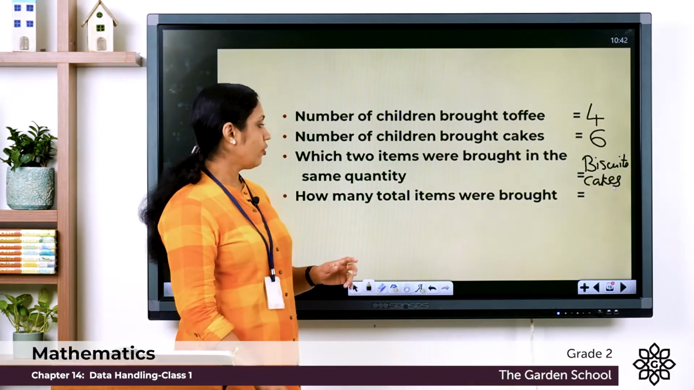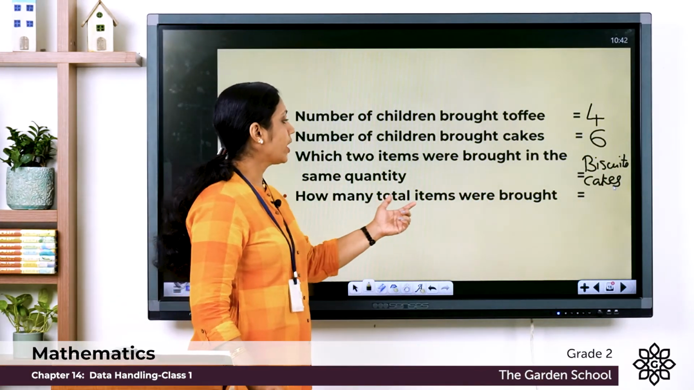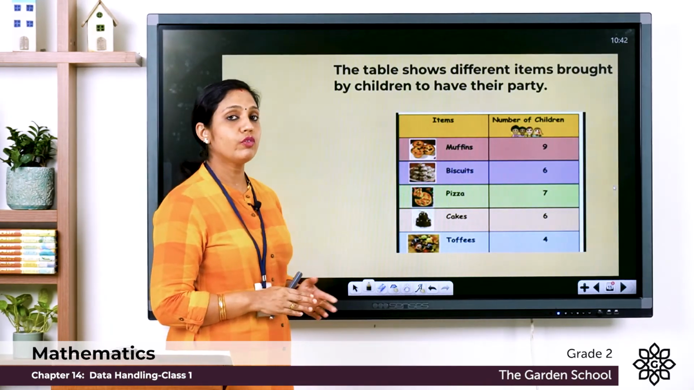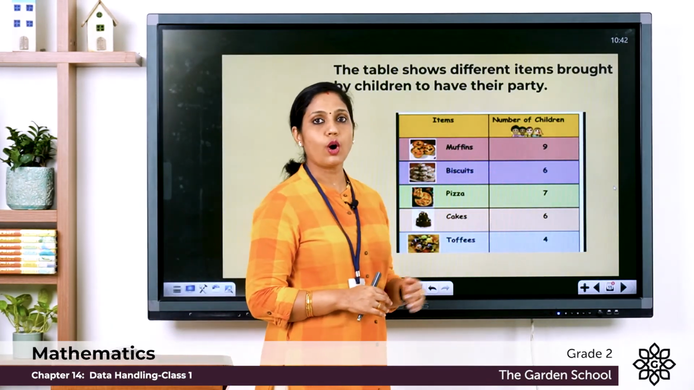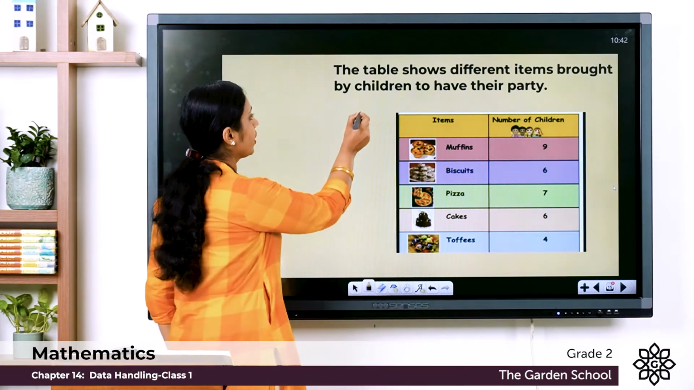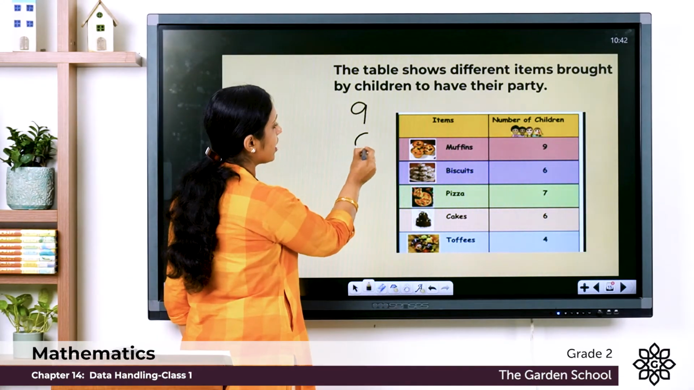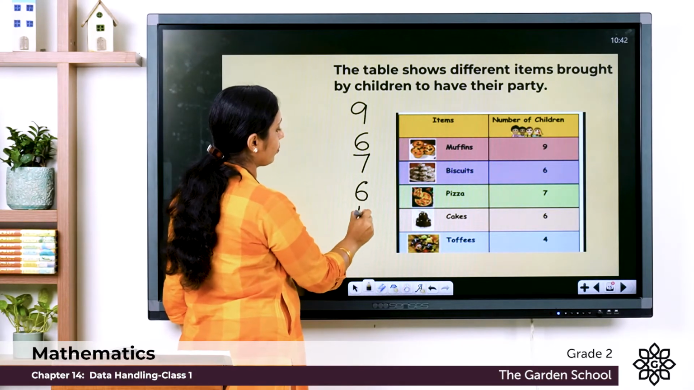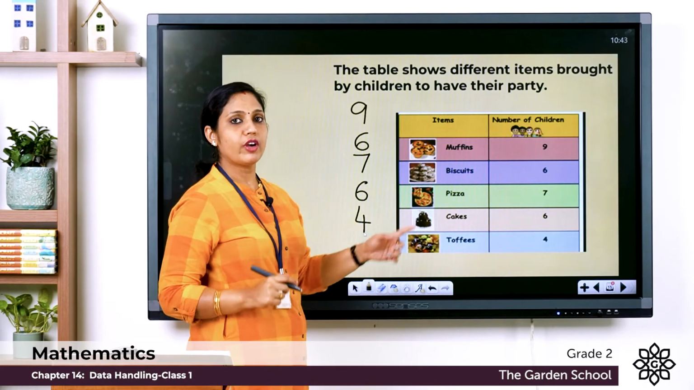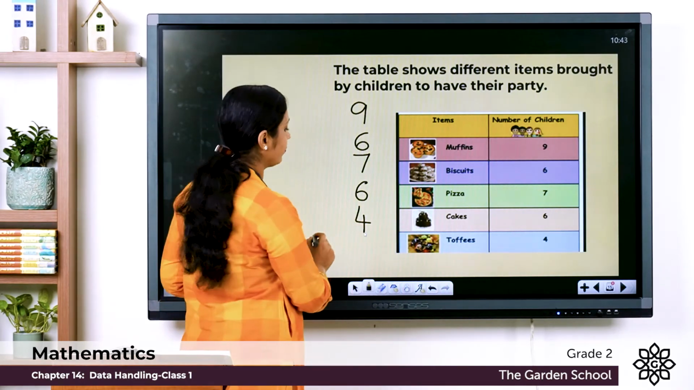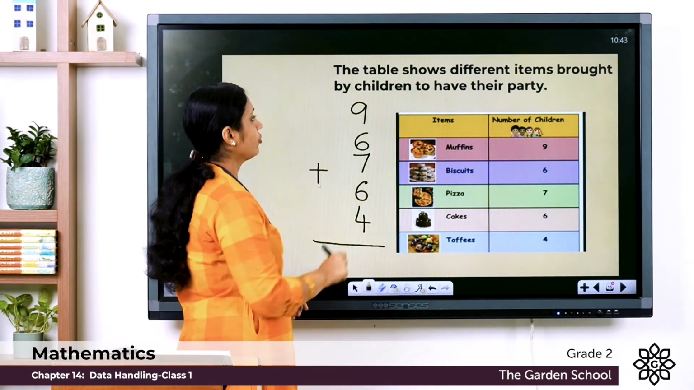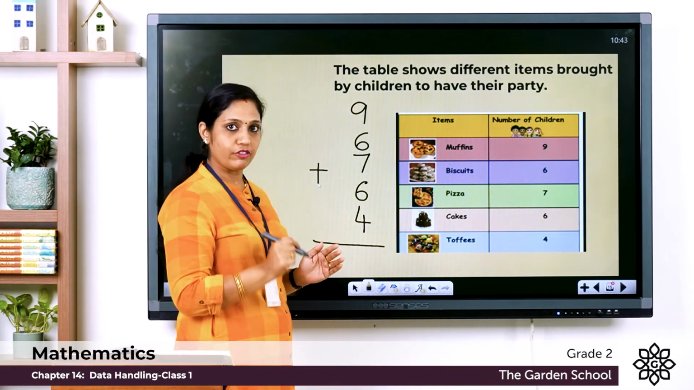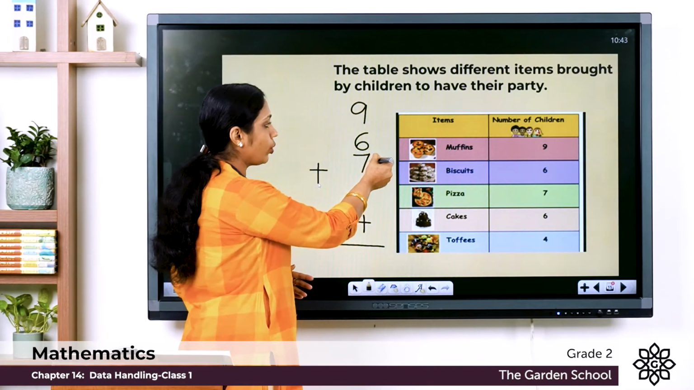Now look at the next question. How many total items were brought? So for finding out what we have to do, we have to add these all items. So let's add it. 9 plus 6 plus 7 plus 6 plus 4. So these are the number of items. To find out the total, we have to add this. First 9 plus 6. So how much is 9 plus 6? It is 15.